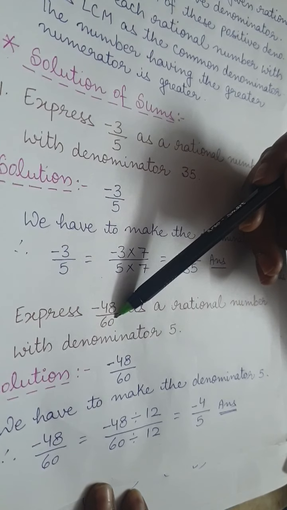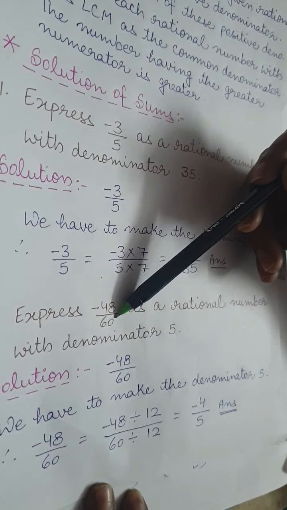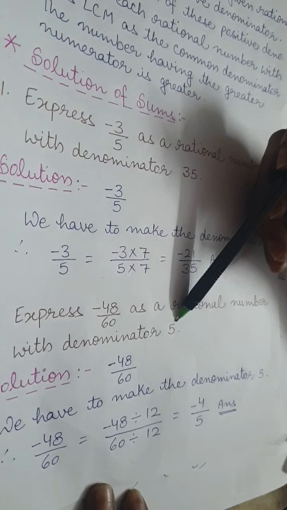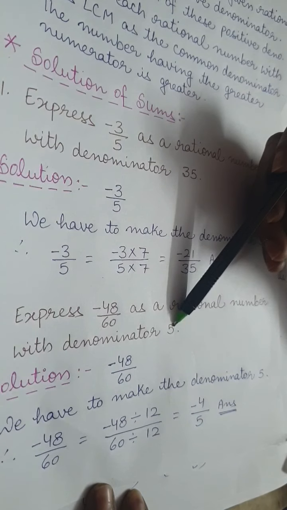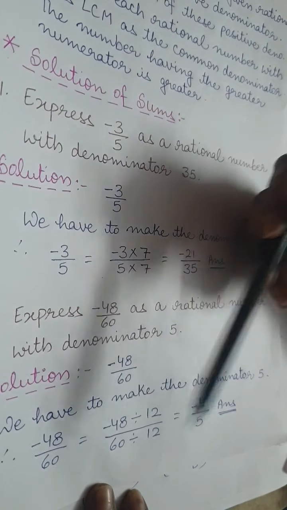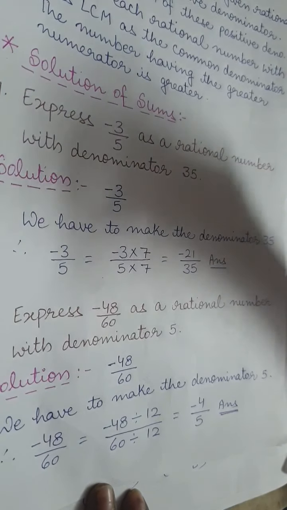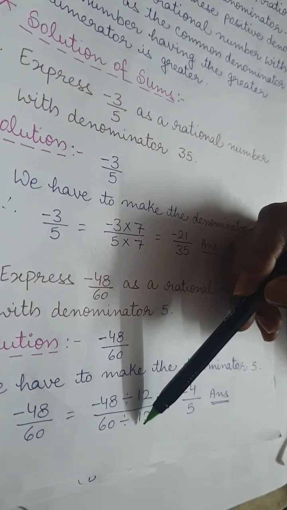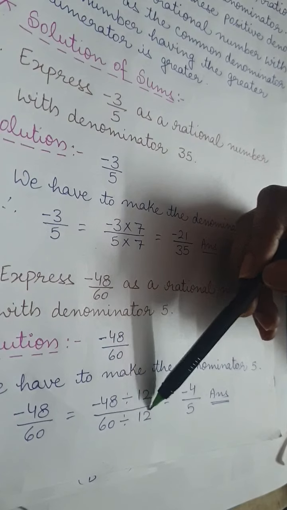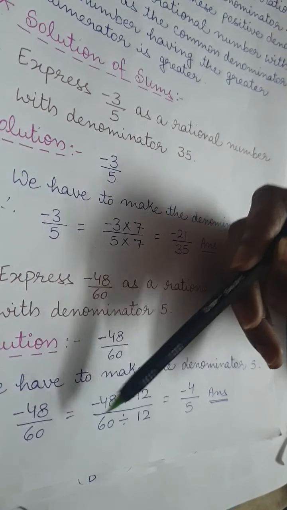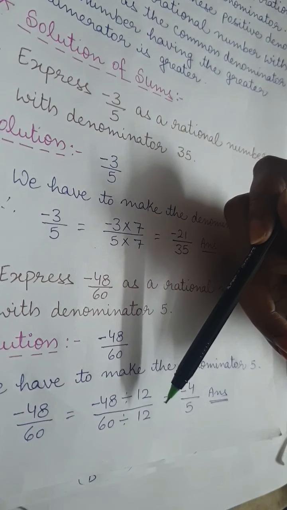The given rational number's denominator is greater, and the denominator of the number we have to find out is small. So in this question, what method should we follow? We have to divide the number. How can we convert 60 to 5? By dividing it by 12. The same procedure: if we are dividing the denominator by a number, then we will divide the numerator by the same number.